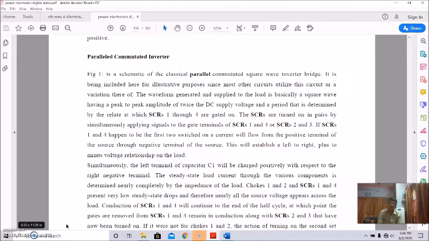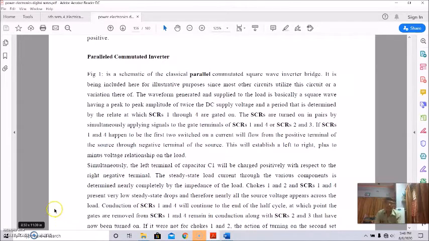In the last Power Electronics and Drive class, we discussed the series inverter, the parallel inverter, and also the single phase full bridge inverter with resistive load and resistive inductive load. Also, the single phase half bridge inverter we have discussed in our last discussions. So today we'll start with the parallel commutated inverter.